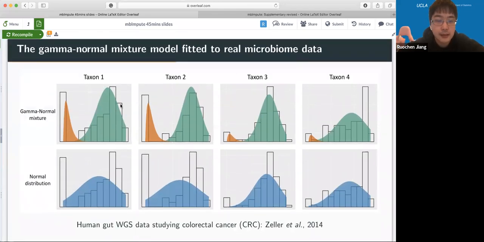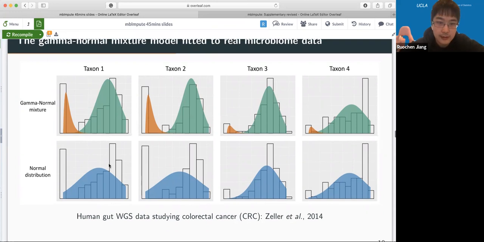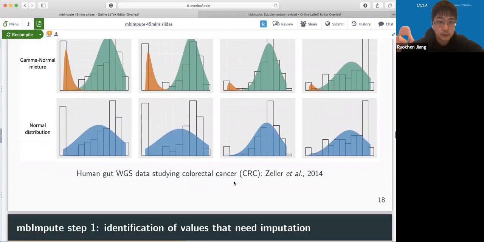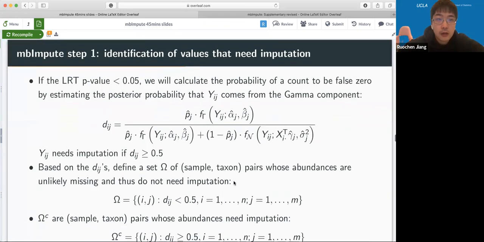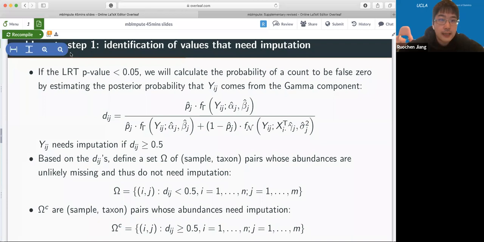Okay, so this is the plot I have put into my paper. It's about when we use the gamma normal mixture to fit the data. And you can see it has quite good performance, I would say. And this is comparing with just fitting the data with one normal distribution. Okay, then in the last step of step 1, if the likelihood ratio test p-value is less than 0.05, it means the more complex model is our model of choice.